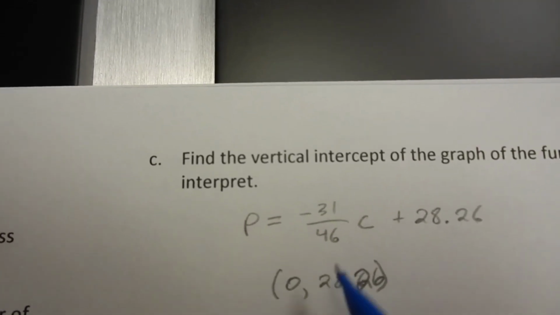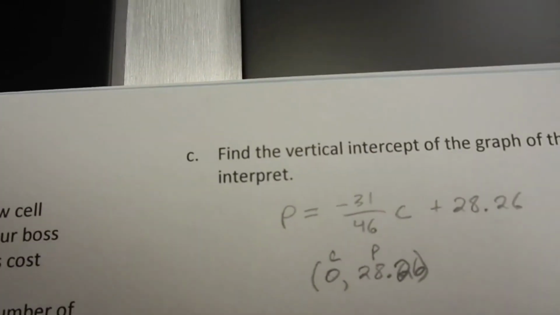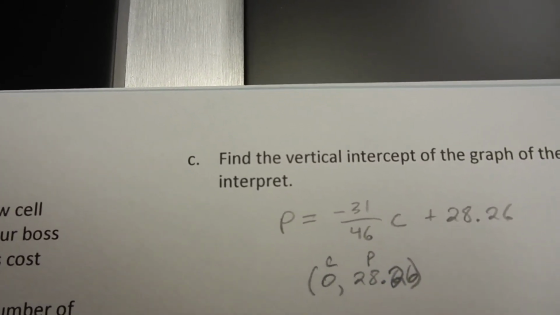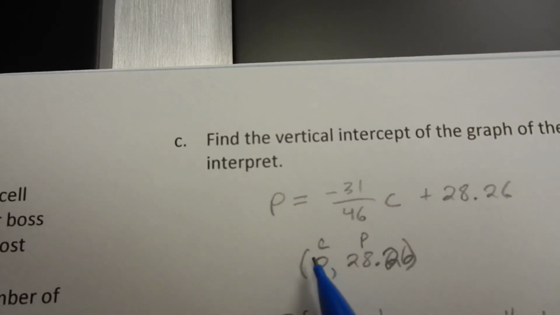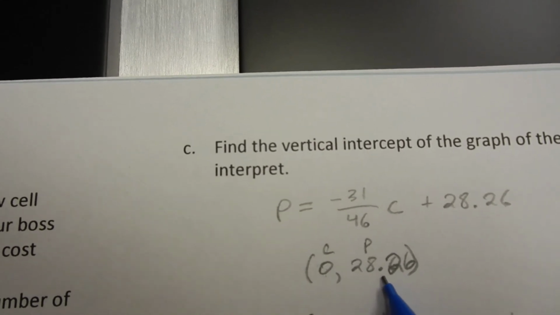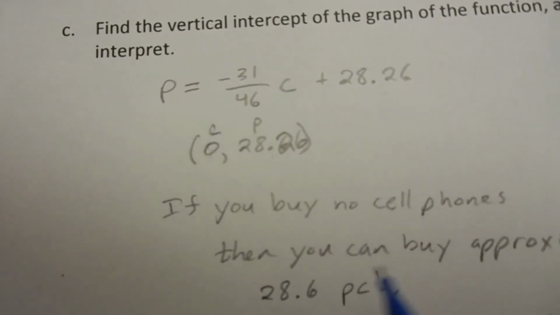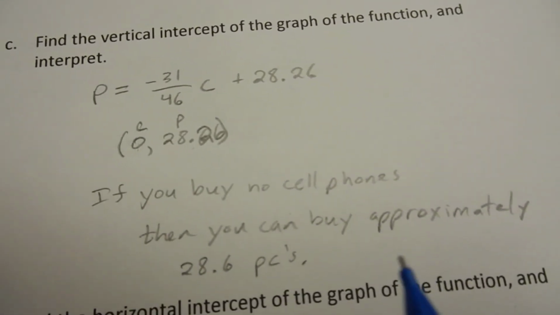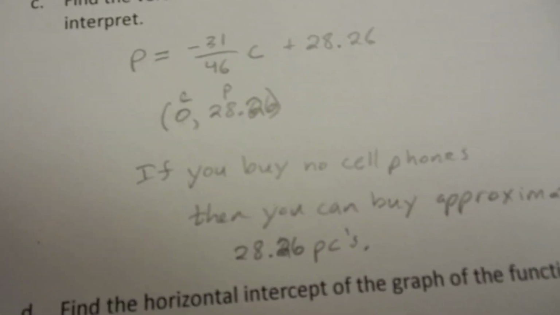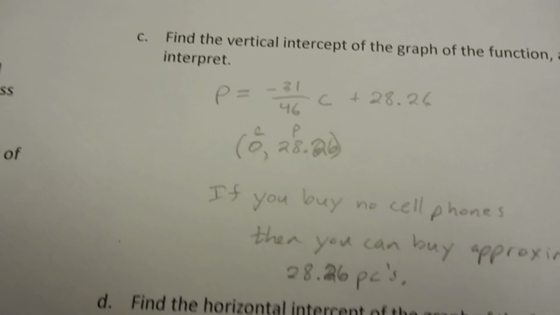Okay, so let's interpret. So this is a C value, and that's a P value. C was the number of cell phones we purchased. P is the number of PCs we purchased. Well, the idea is if you purchase no cell phones, you can purchase that many PCs. So that's a good interpretation. If you buy no cell phones, then you can buy approximately 28.26 PCs.